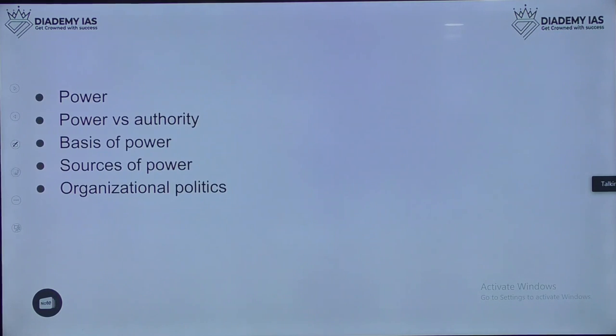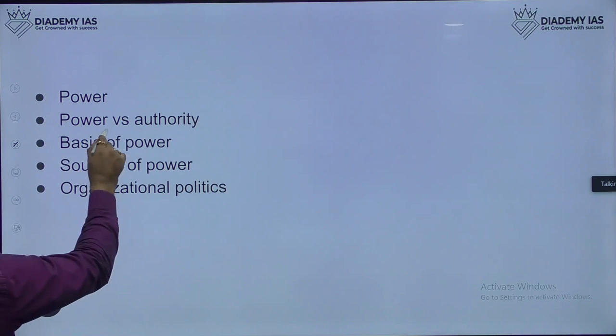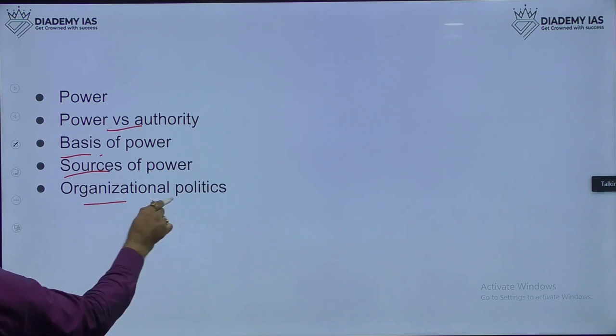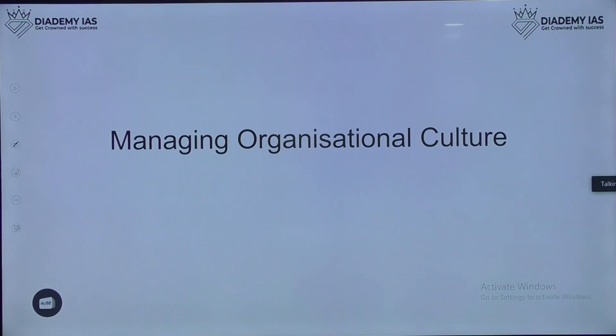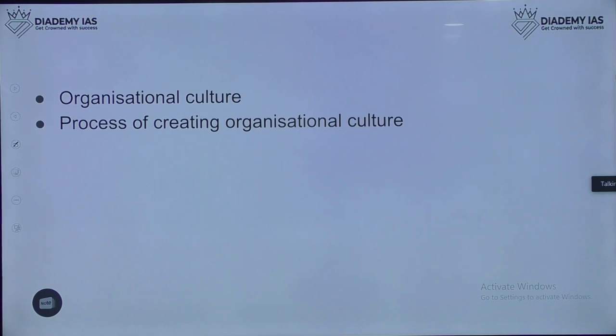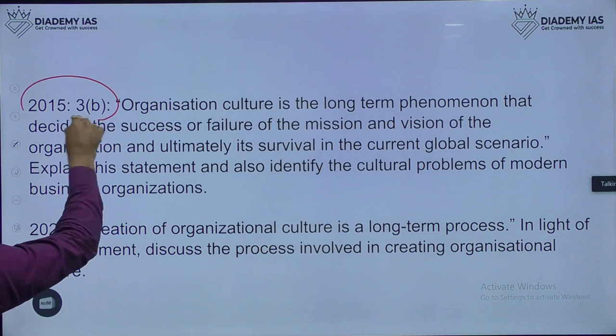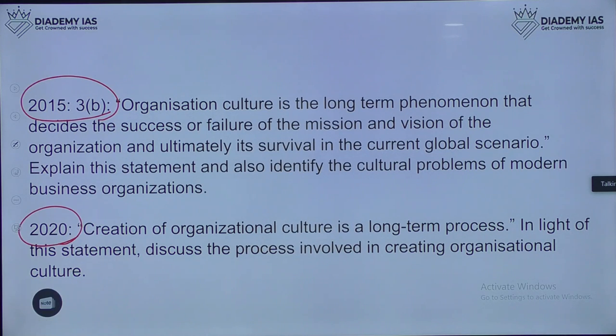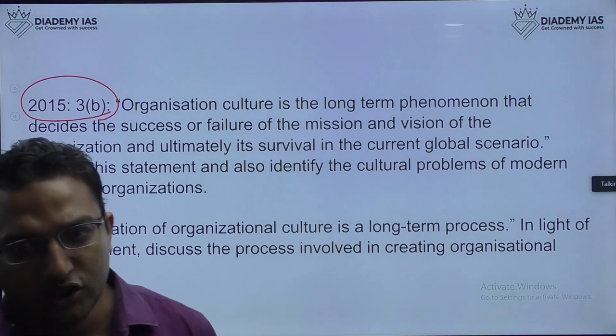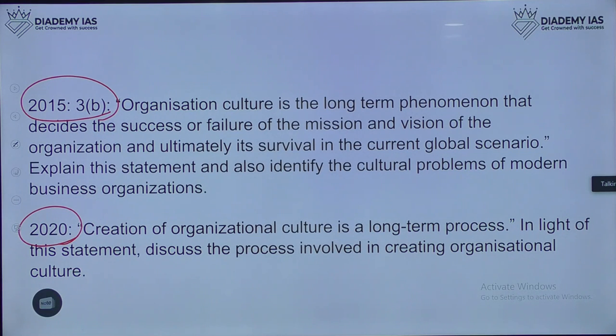Power. In power, they're again asking very predictable questions: power, authority, basis of power, sources, organizational politics, and all. Then finally, the culture chapter. In culture, they're asking about organizational culture, the process of creating organizational culture. So you can see how they are asking the questions, the 2015 question and the 2020 question. In 2020, they asked this question. Please read these two questions carefully once.